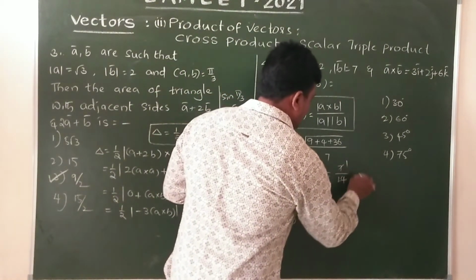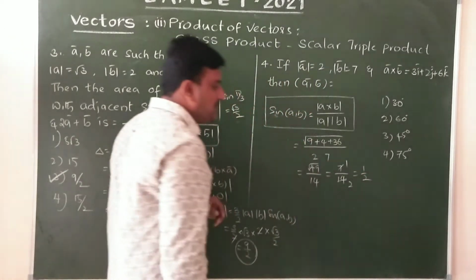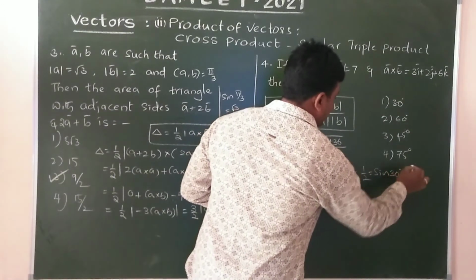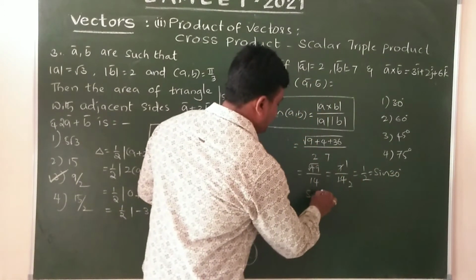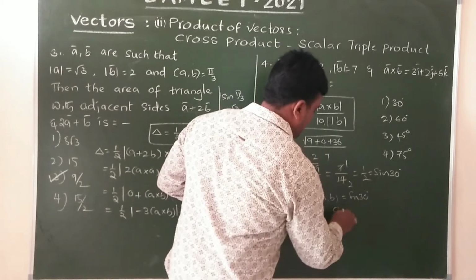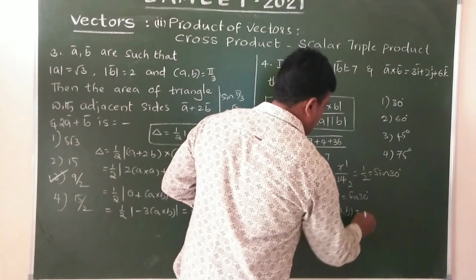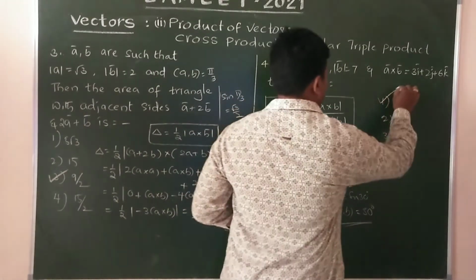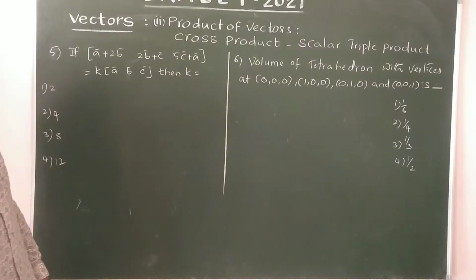7 ones are 7, 7 twos are 14, so 1 by 2. 1 by 2 is sine 30. Yes or no? Then sine of A comma B equals sine 30, so the angle equals 30 degrees. Okay, our first option. Let us go with the next one.